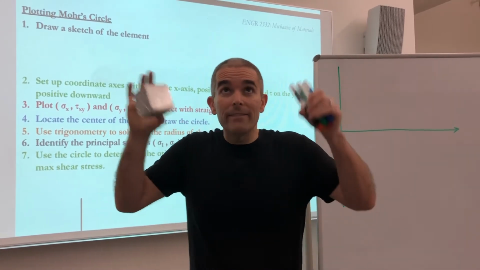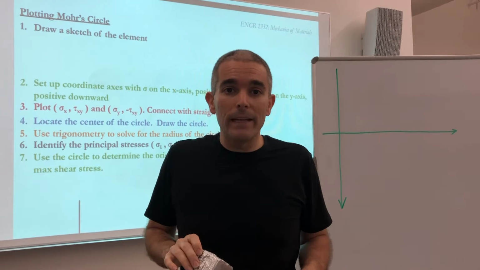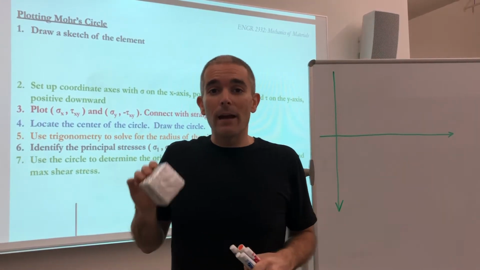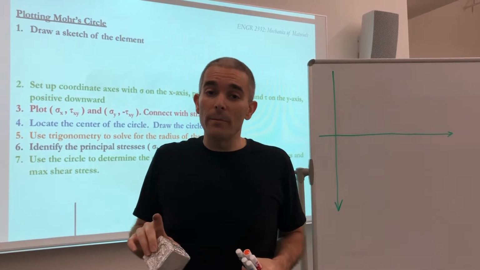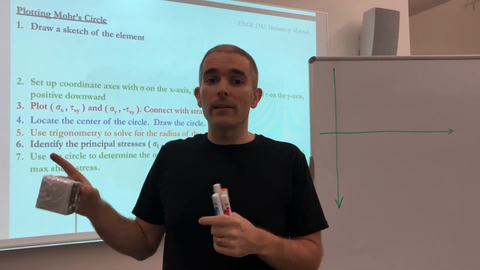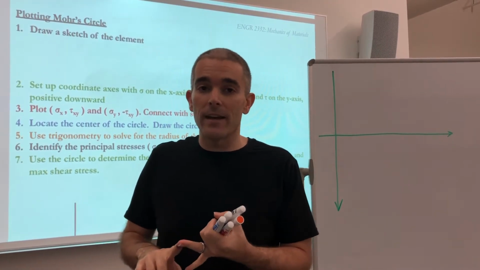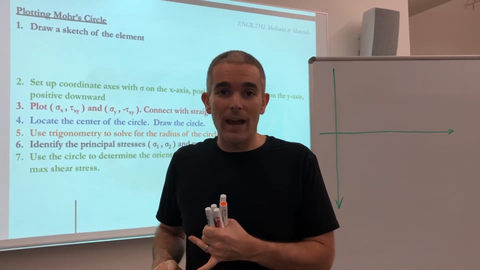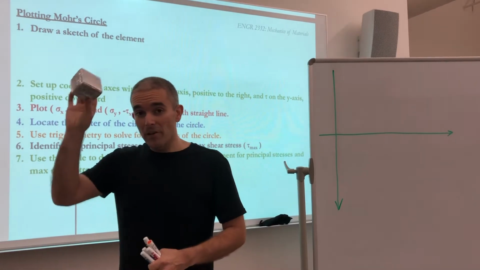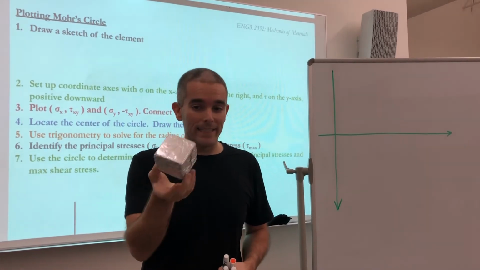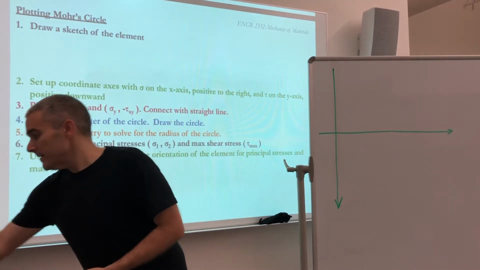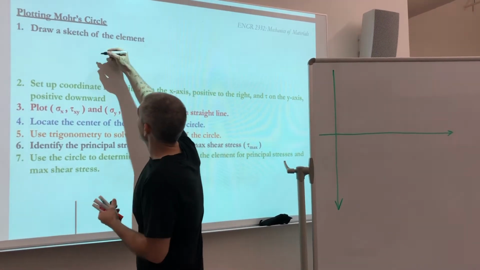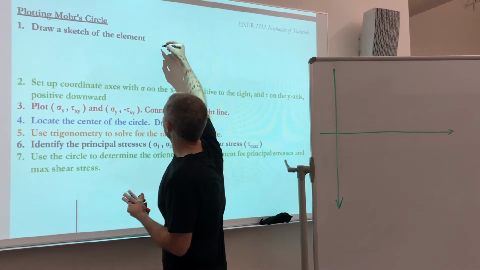Once we have done all that analysis and can identify the stresses at that point, we can determine if failure occurs by looking at principal stresses and max shear stress. To do that, we're going to use Mohr's circle to help identify those values. So the first step is always to do your analysis to get this cube. I call that drawing a sketch of the element.